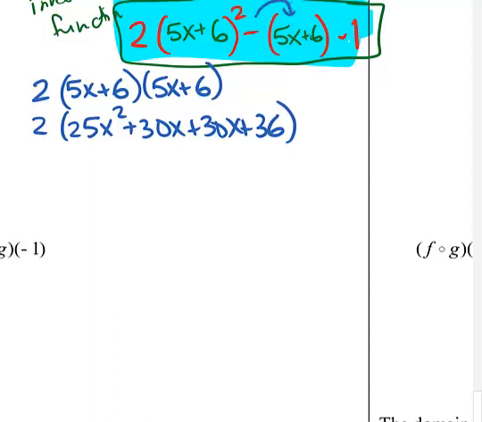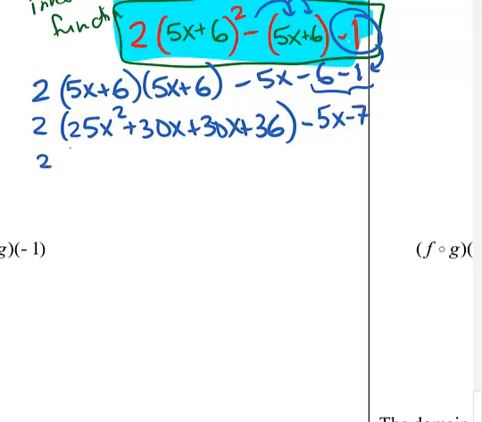And then I guess I'm distributing this minus sign. It'll be a minus 5x minus 6. And then this minus 1 here that's just kind of hanging out. So that's minus 5x, and then I guess I can combine these right now if I want. That's minus 7. Alright, and then I have to have some like terms inside these parentheses.